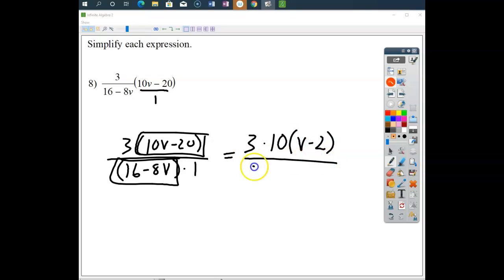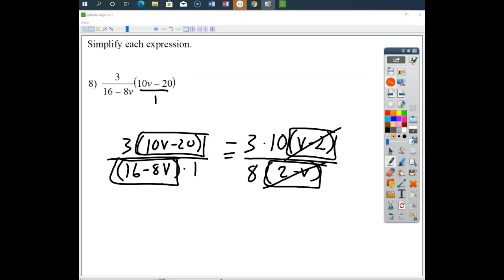And then on the bottom, if I take an 8 out, that's going to leave 2 minus v here. And like I said, I'm not going to include the 1 because we don't really need it. Now, here's one thing. We talked about these factors here. They're opposites, and so you can cross these factors off if you put a negative in the front.